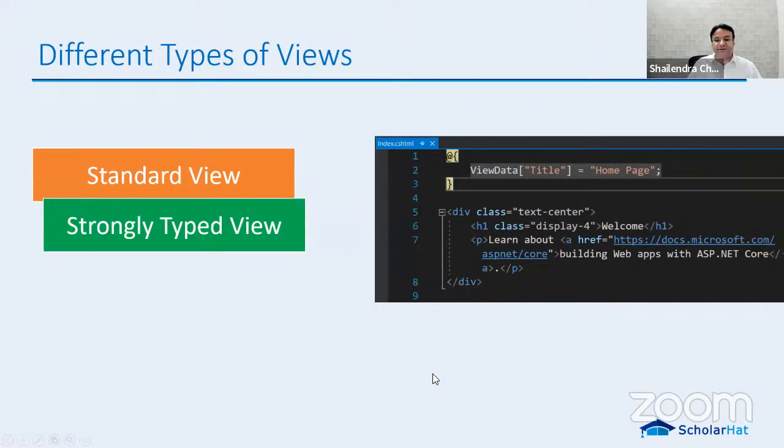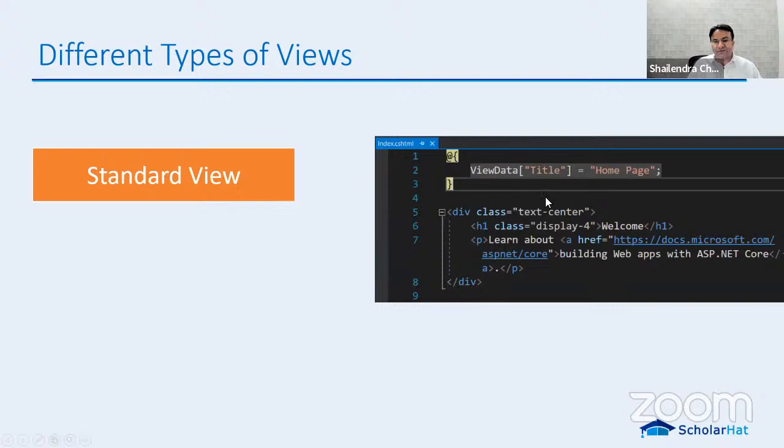And these are the different types of views we have. So we have the standard view. The HTML markup where we just show some static information is an example of the standard view. So in our application, we have the privacy page and the index page. These are examples of standard views.